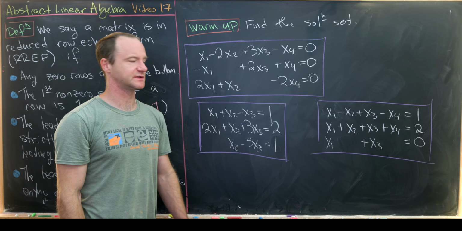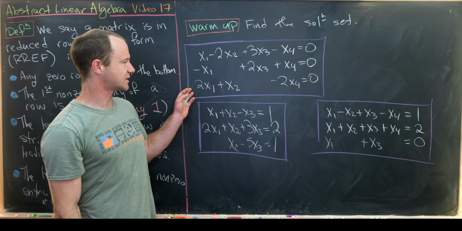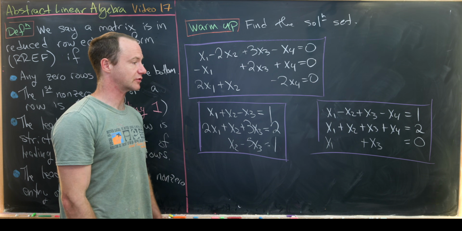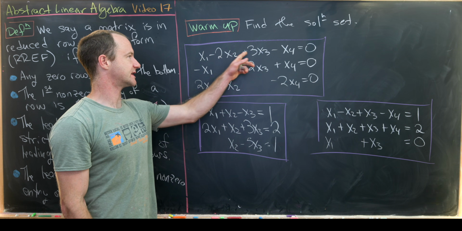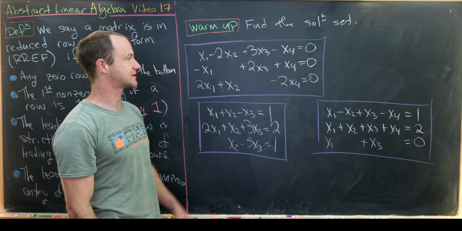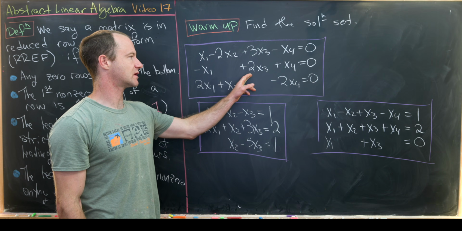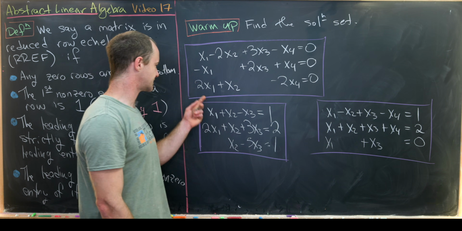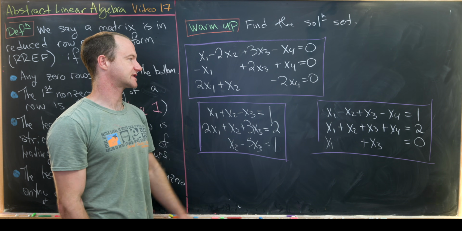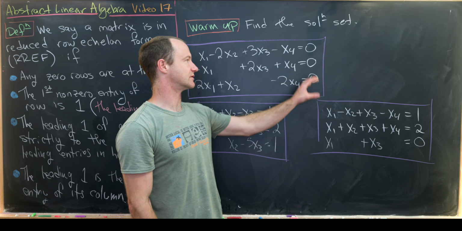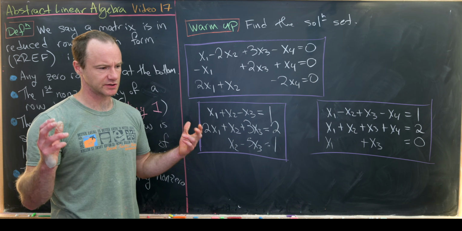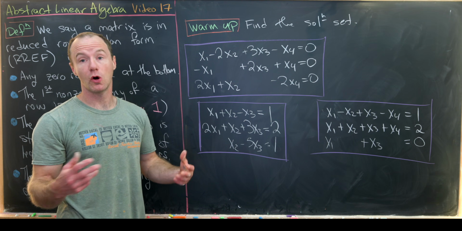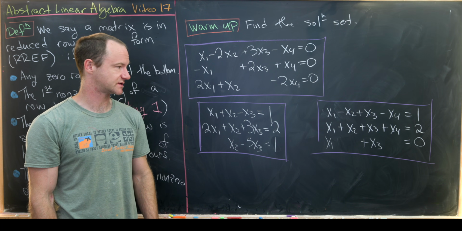So these are systems of equations. This first one and this last one is a system of 3 equations and 4 unknowns. So we've got x1 minus 2x2 plus 3x3 minus x4 equals 0, minus x1 plus 2x3 plus x4 equals 0, and 2x1 plus x2 minus 2x4 equals 0. So the fact that we have zeros over here means that this is something called a homogeneous system of linear equations.